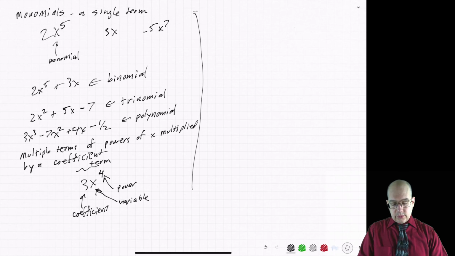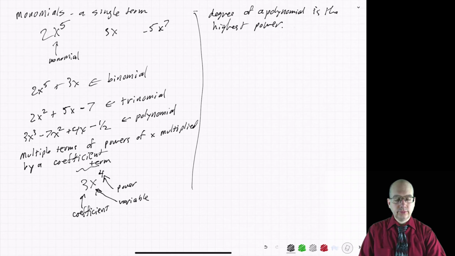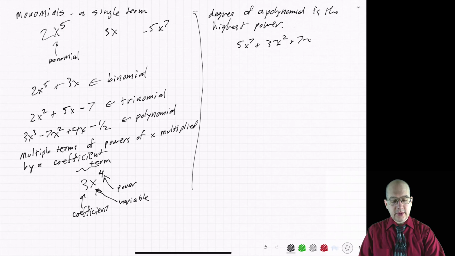Okay, so the degree of a polynomial is the highest power. So if we had 5x to the seventh plus 3x squared plus 7x, then the degree is 7.